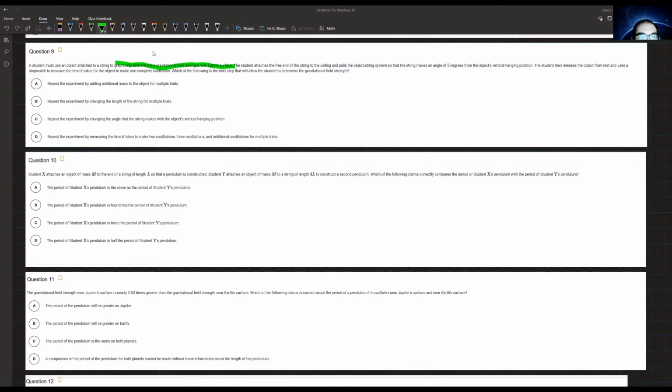The student attaches the free end of the string to the ceiling and pulls the object-string system so that the string makes an angle of 5 degrees from the object's vertical hanging position. The student then releases the object from rest and uses a stopwatch to measure the time it takes the object to complete one oscillation. Which of the following is the next step that will allow the student to determine the gravitational field strength? So let's see what we're thinking here.